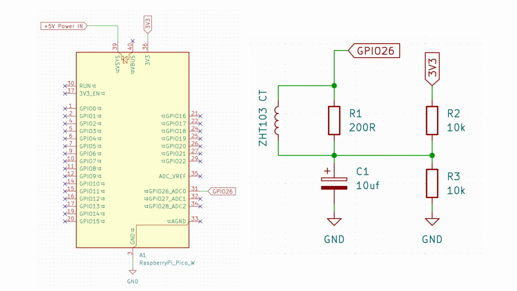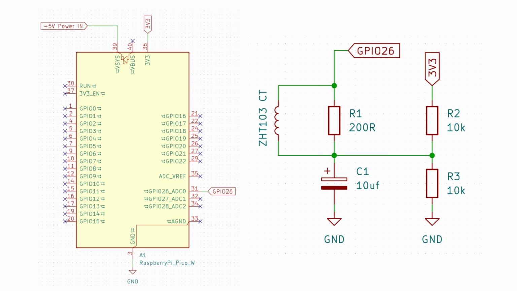Since the output of the current transformer is AC and swings both positive and negative, we cannot directly feed it into the ADC, which only accepts voltages between 0 and 3.3 volts. To solve this, we use a voltage divider made with two 10 kilo ohm resistors, R2 and R3, which generates a stable midpoint bias of 1.65 volts. This bias shifts the AC signal so it stays within the ADC input range.